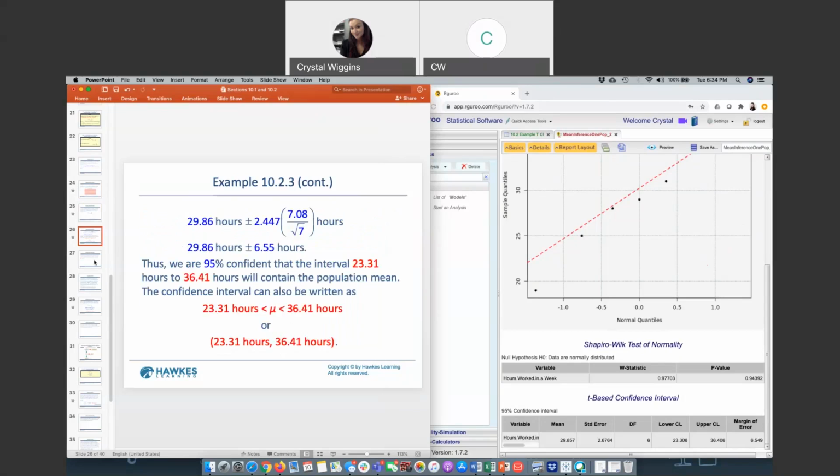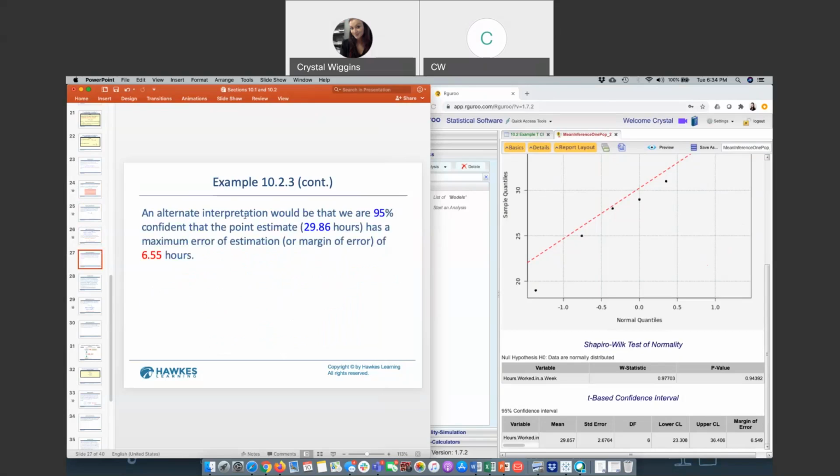Okay. An alternate interpretation would be that we are 95% confident that the point estimate, 29.86 hours, and we get that from here, here's the mean, has a maximum error of estimation or margin of error of 6.5 hours, which we got from this value here.